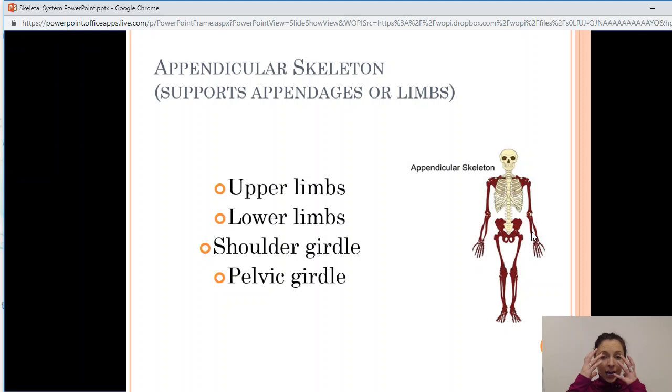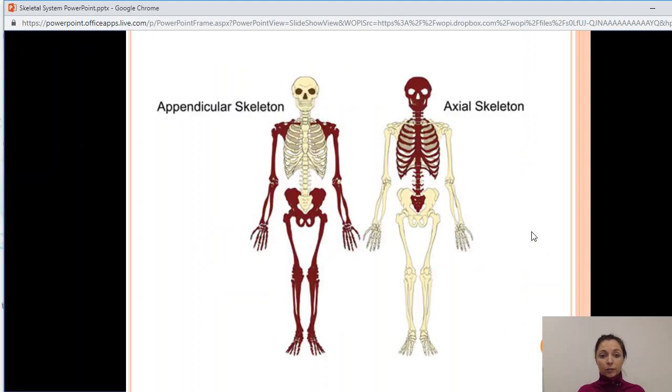So axial: head, skull, vertebrae, rib cage. Appendicular: extra limbs, and shoulder and pelvic girdle. Let's have a look at the two of them together. Axial, appendicular.